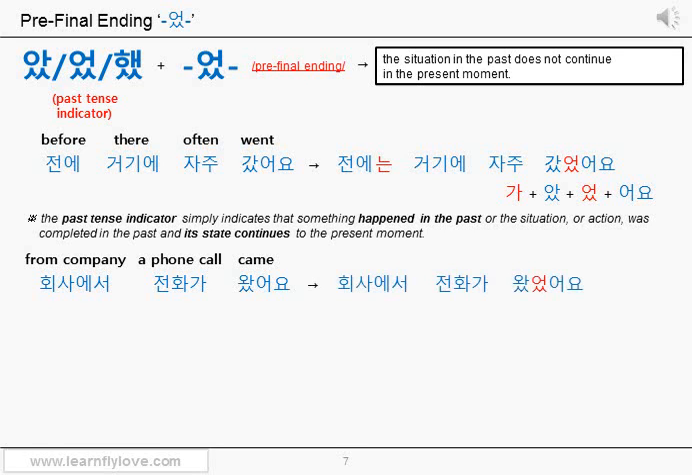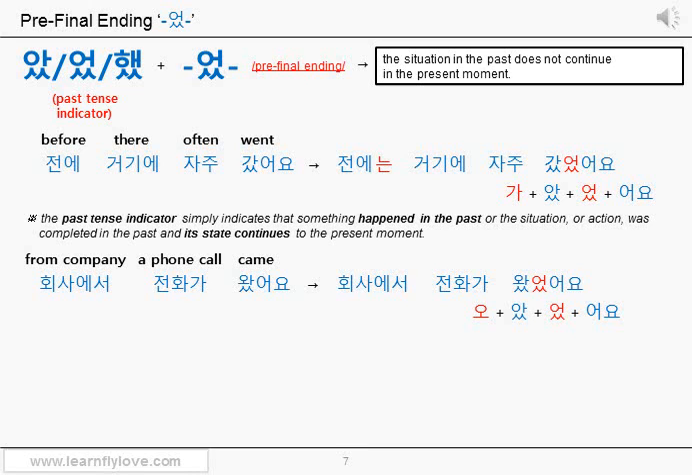And let's see the next sentence with the pre-final ending ot right away. 회사에서 전화가 왔었어요. 왔었어요 is the combination of the stem o, past tense indicator at, and pre-final ending ot with the final ending 어요. 왔었어요. What's the difference between these two sentences?